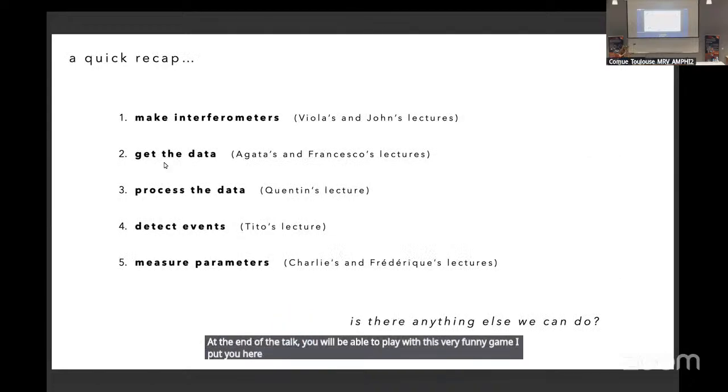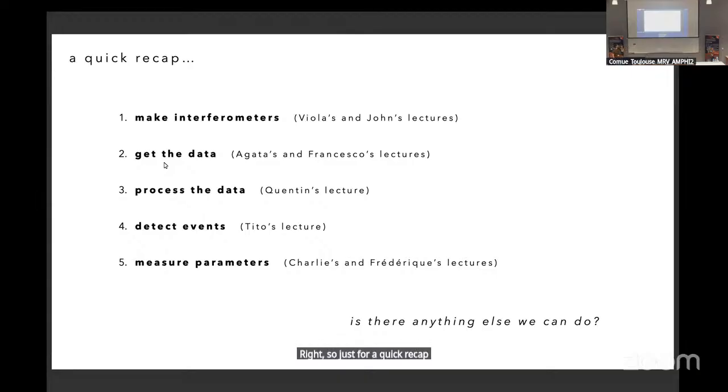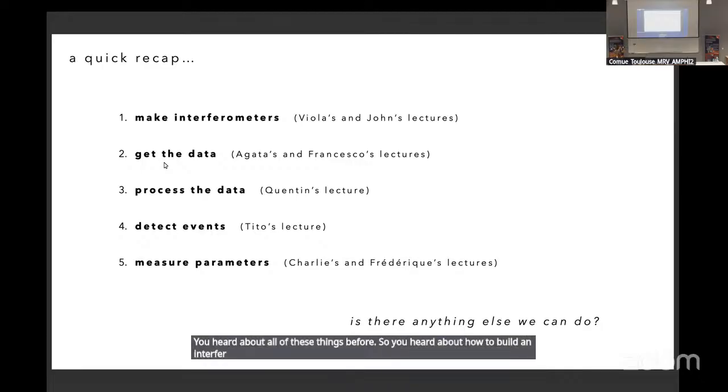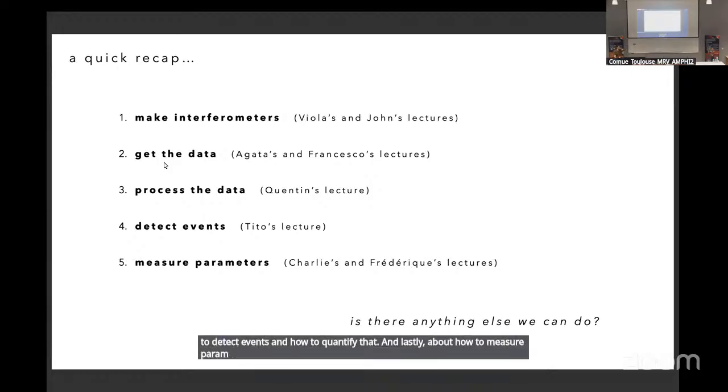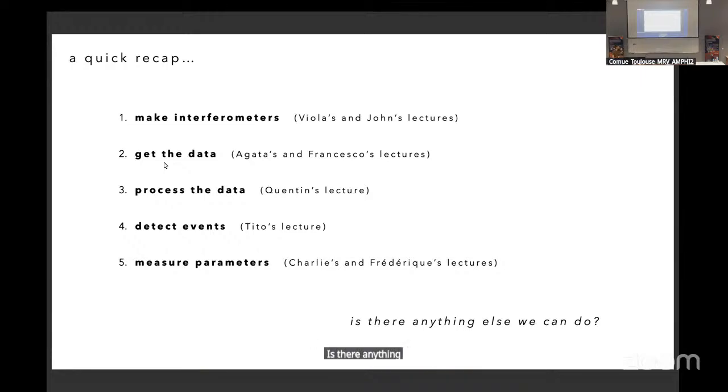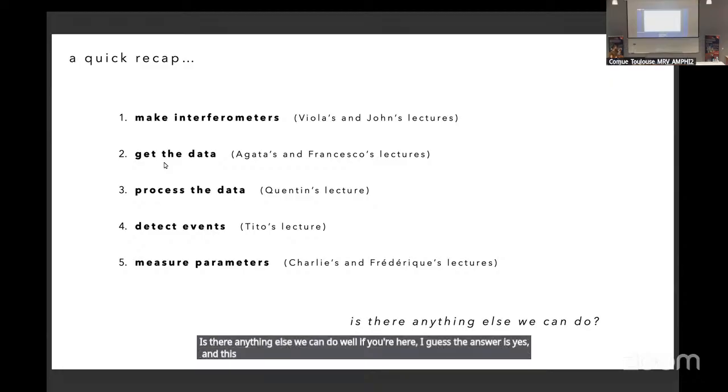Right. So, just for a quick recap, you heard about all of these things before. So you heard about how to build an interferometer, how to use it, how to get the data, then how to process the data, how to detect events and how to quantify that, and lastly, about how to measure parameters and get estimates for the binary. Is there anything else we can do? Well, if you're here, I guess the answer is yes, and this is what I'm going to talk about.